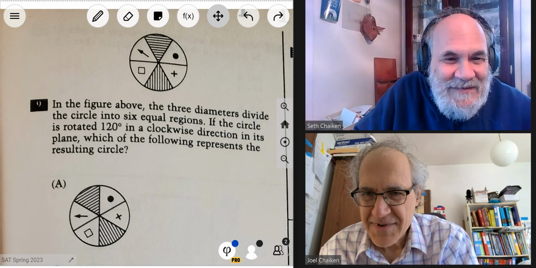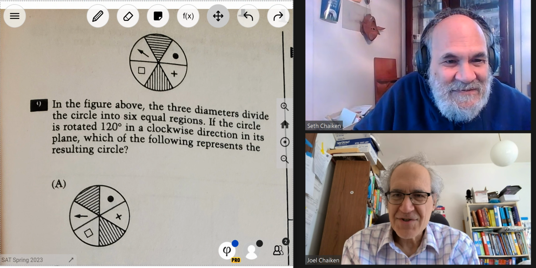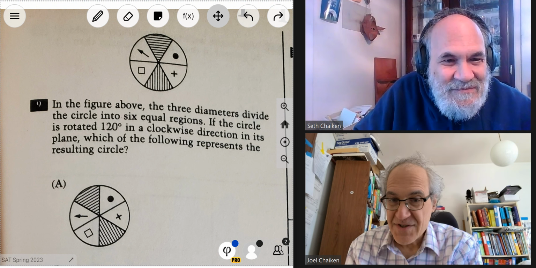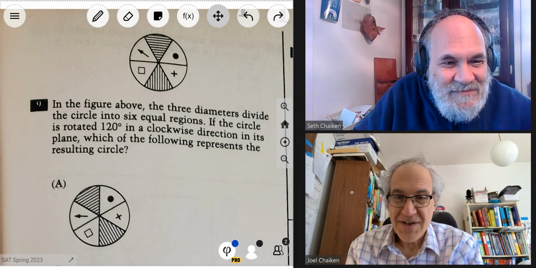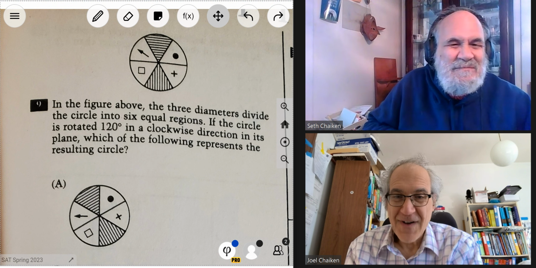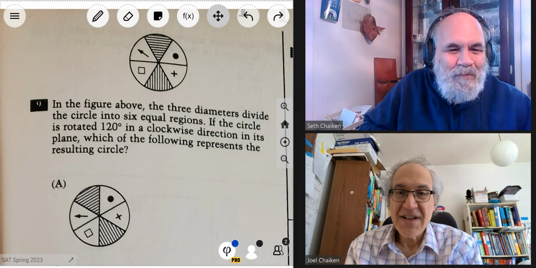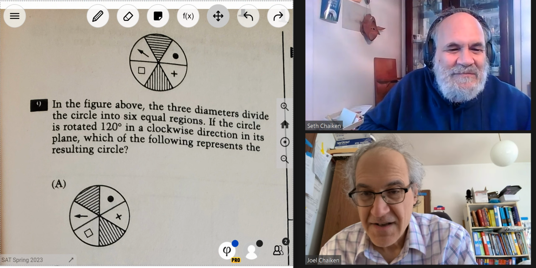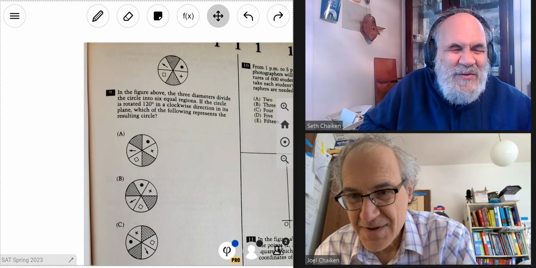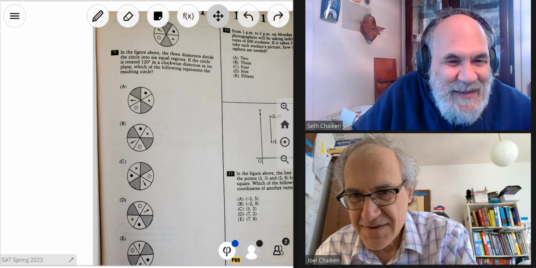So they give you the shape. In the figure above, the 3 diameters divide the circle into 6 equal regions. So there's like different pizzas. If the circle is rotated 120 degrees in the clockwise direction in its plane, which of the following represents the resulting circle? This almost looks like more of an IQ test question. So now we have to reveal the answers. We have to have all 5.